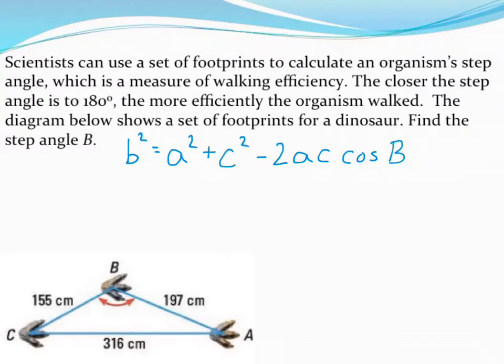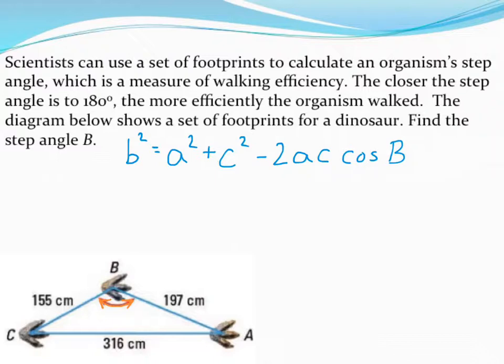In this example, I'm asked to find this missing angle B when I know all three sides of this triangle. Because I have no angle-side pairs that match up, I'm going to go ahead and use the law of cosines, as we've discussed in other videos. I've written out my law of cosines up top.